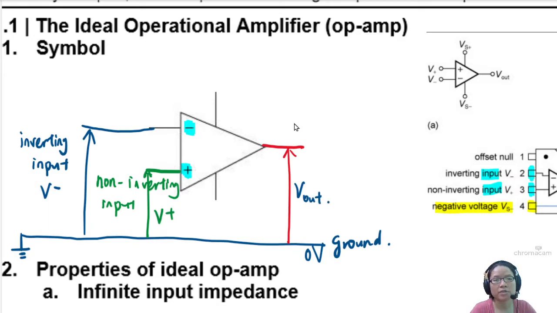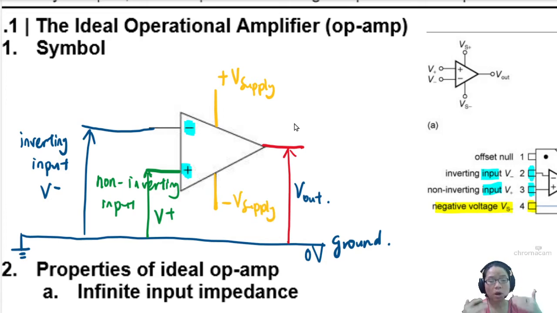All right, and you see these two whiskers here. I like to call these whiskers, but they are actually your power supply. So this one is the positive V supply, and this would be the negative V supply. It's the supply voltage to give power to the operational amplifier.